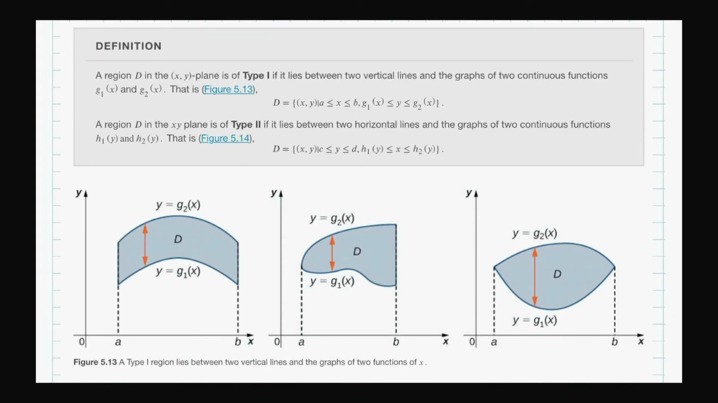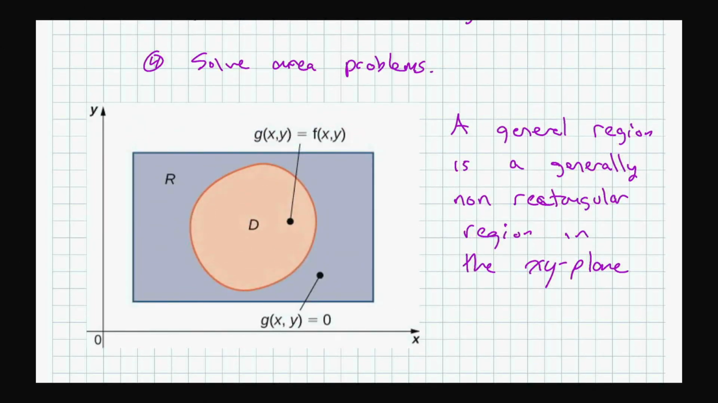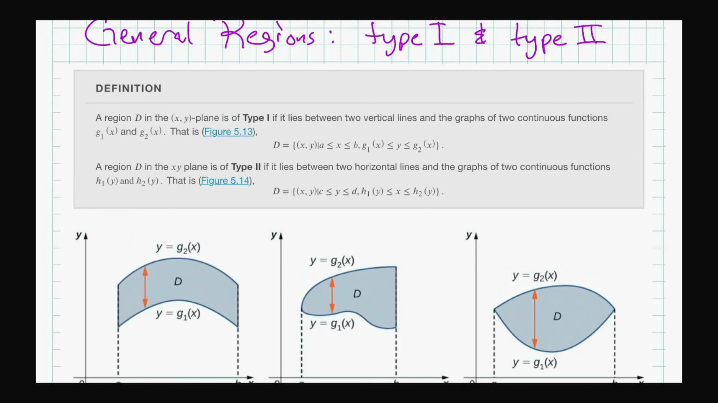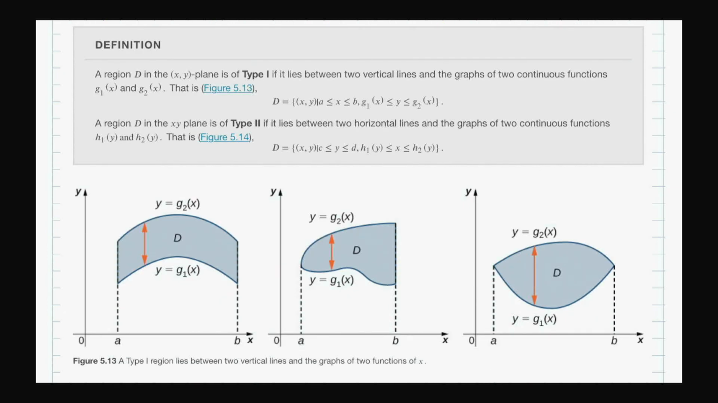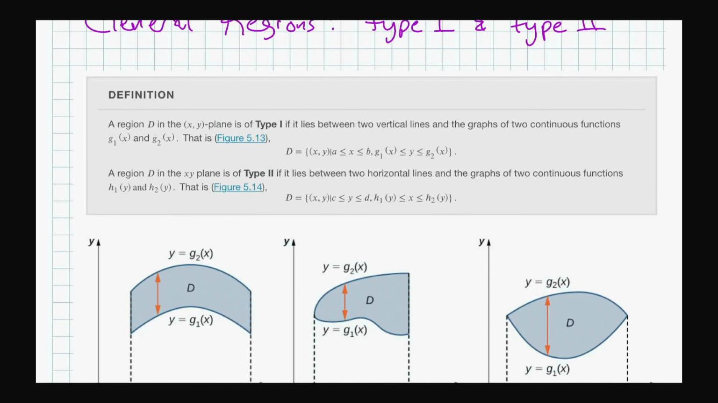So a region D, generally speaking, can be any kind of shape in the XY plane. Okay, so a region D in the XY plane is type 1 if it lies between two vertical lines and the graphs of two continuous functions, g1 of x and g2 of x.